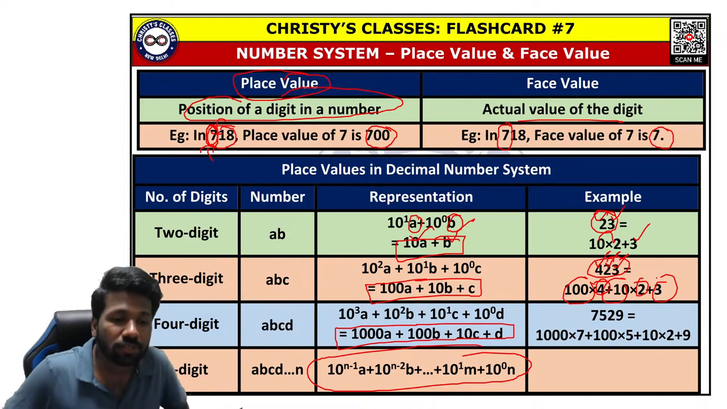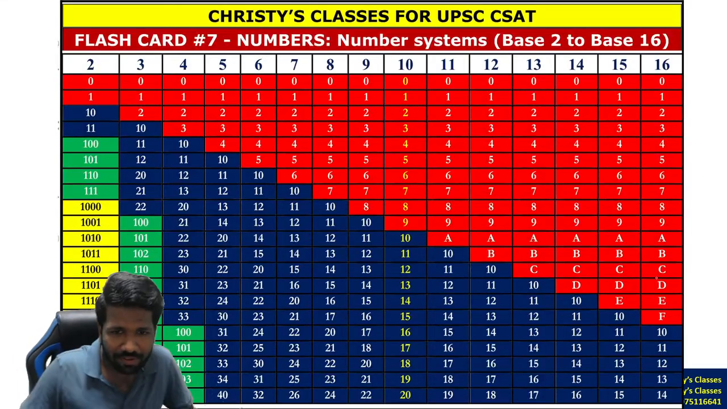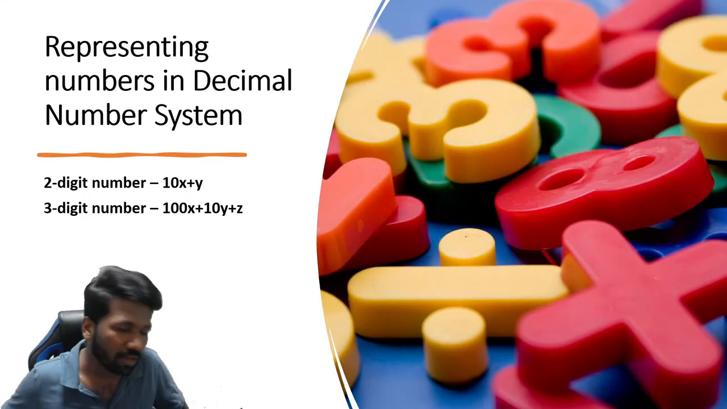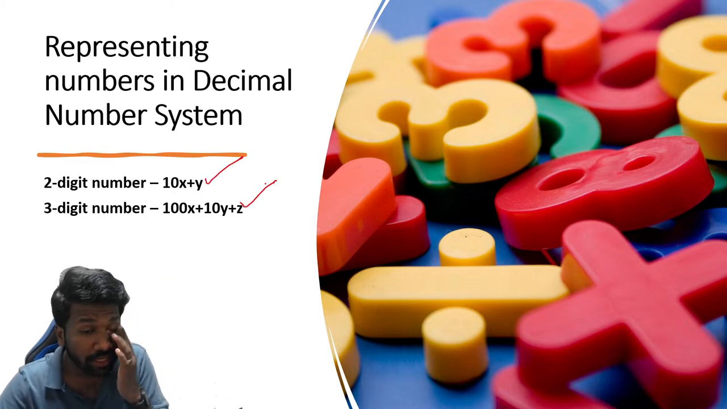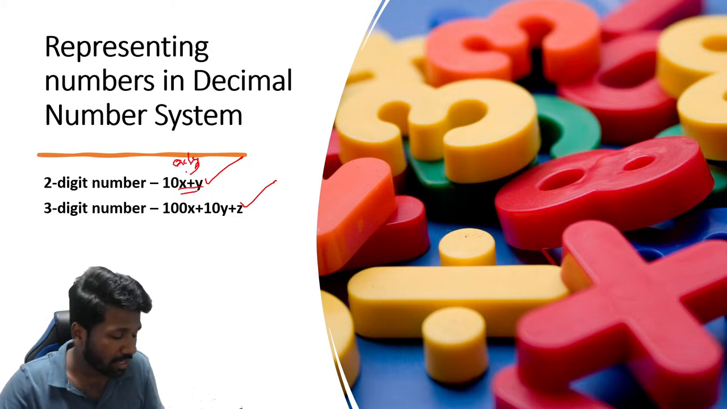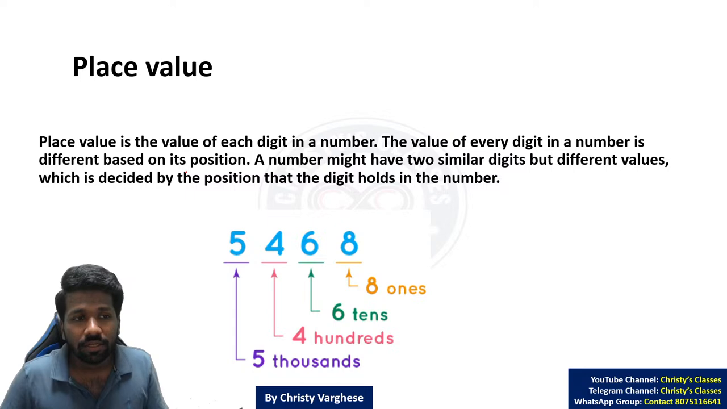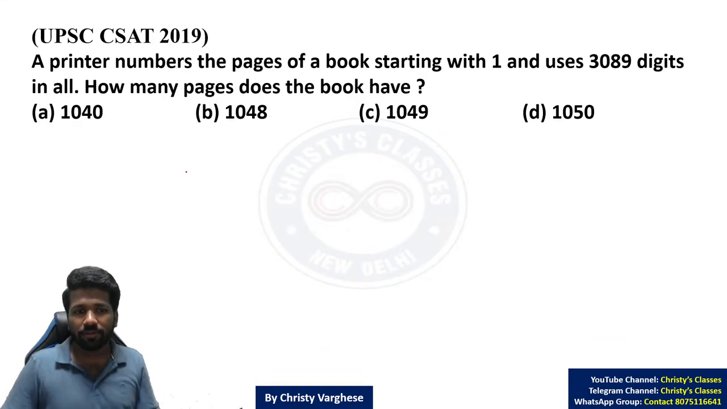So this idea is also very important. Okay, now with questions, I will explain more. Otherwise, questions will not be able to be covered. So these two, at least 2-digit and 3-digit number you should know. If you are writing x and y as digits, 10x plus y. A and B as digits, 10A plus B. So place value also we discussed already. Place value, face value difference also we discussed already.